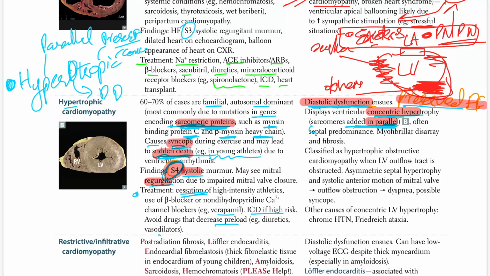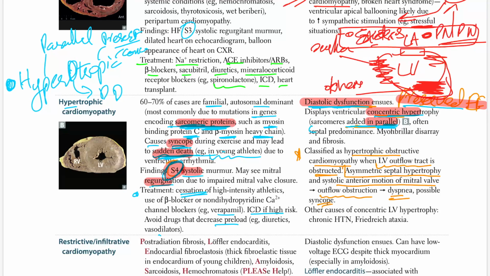Okay, now looking at the next point here, what do we have? It is classified as hypertrophic obstructive, so HOCM, hypertrophic obstructive cardiomyopathy, when the left ventricular outflow tract is obstructed, right? High yield: asymmetrical septal hypertrophy and systolic anterior motion of the mitral valve, which will cause outflow obstruction, which leads to dyspnea and possible syncope.